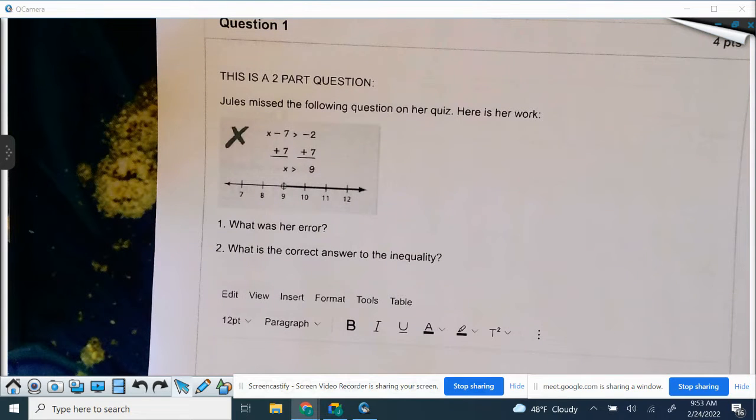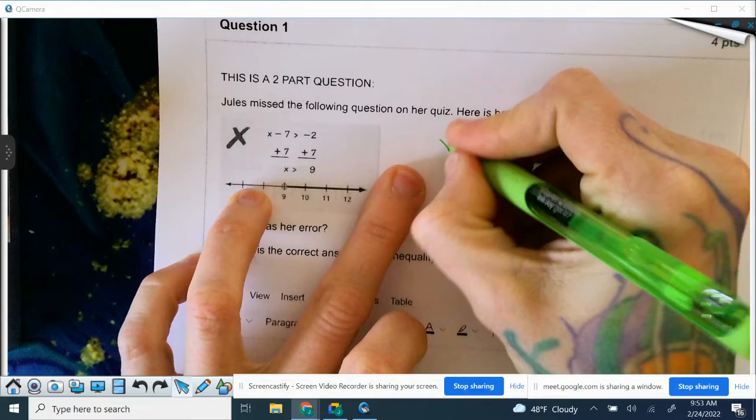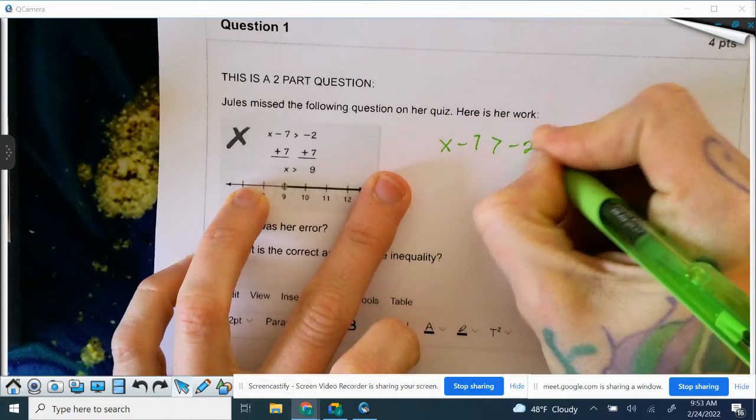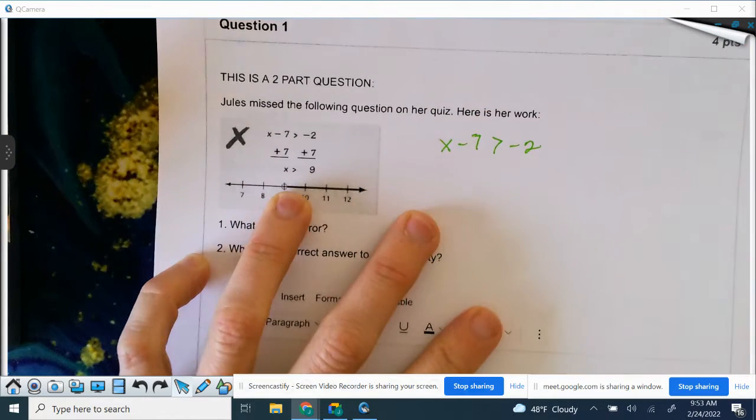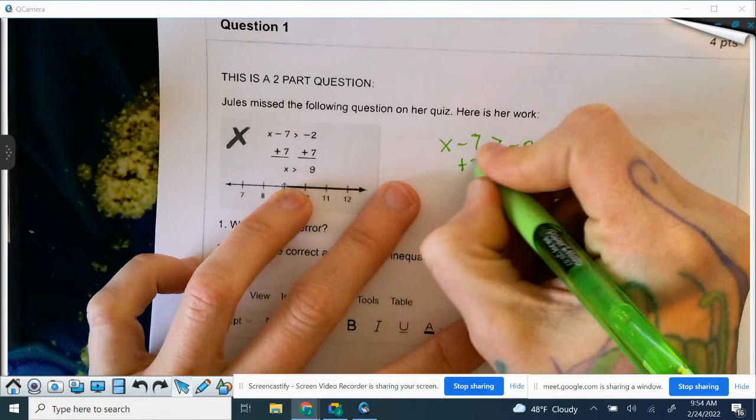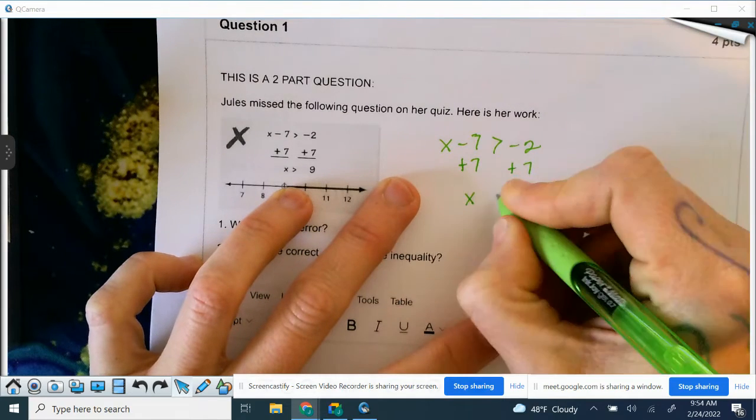If you are not good at finding mistakes, take the problem at hand. So like this case, x minus 7 is greater than negative 2. And then don't even look at their work. Just work it out. So add 7 to both sides.